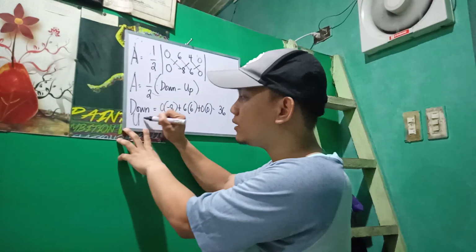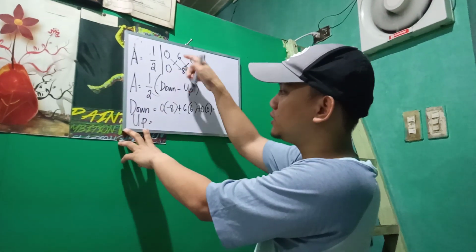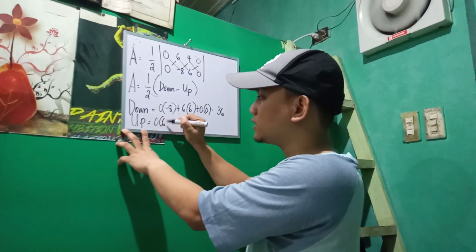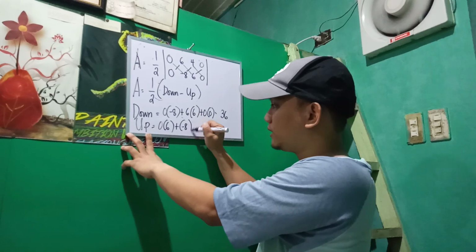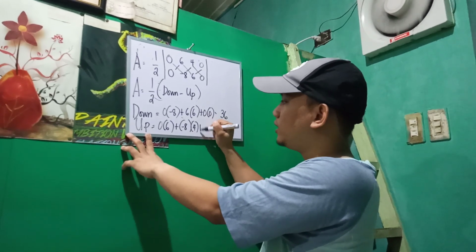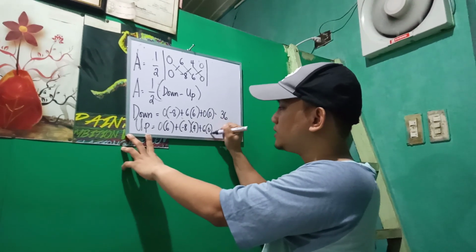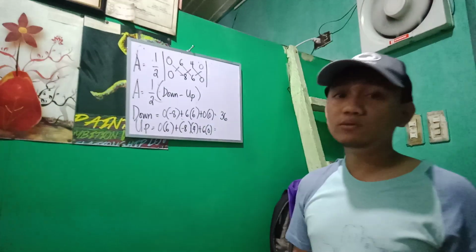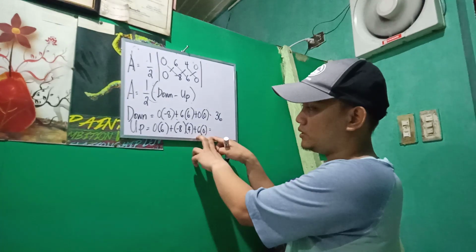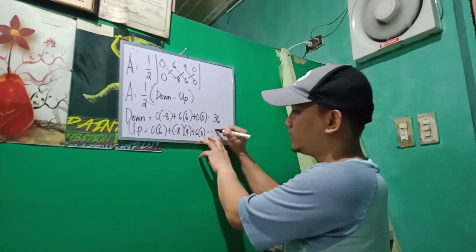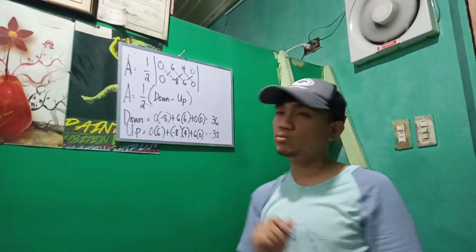Okay? Next, upward. Ganun ulit. Same method lang din. So upward, 0 times 6 plus negative 8 times 4 plus 6 times 0. So this is equal to 0 times 6, that's 0. 0, 6 times 0, that's 0. So we multiply this. So we have negative 32.